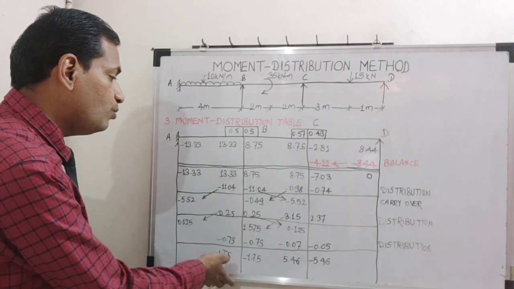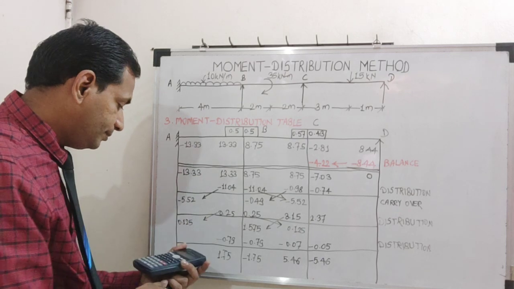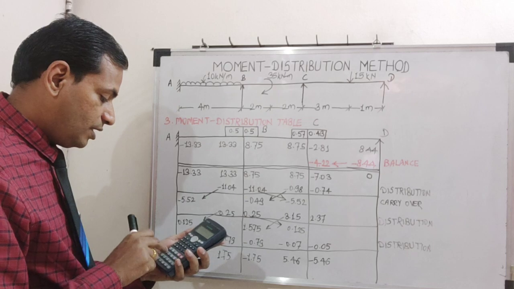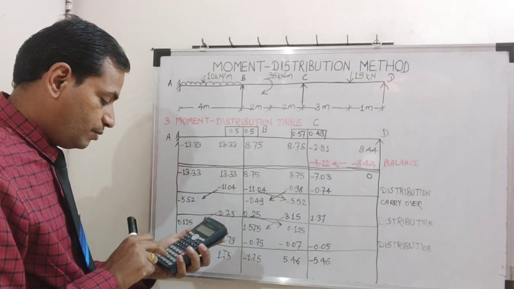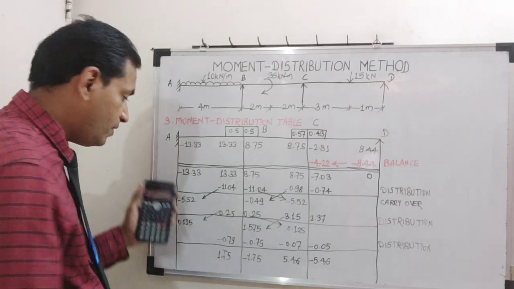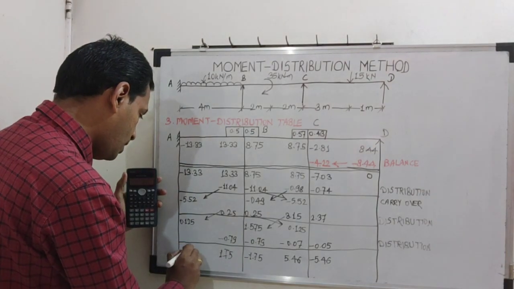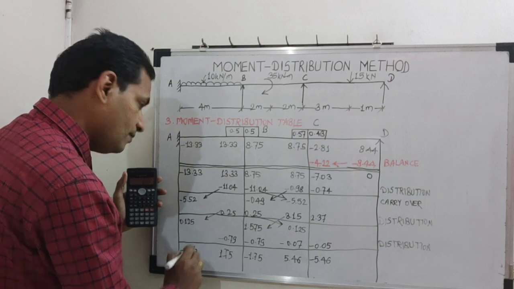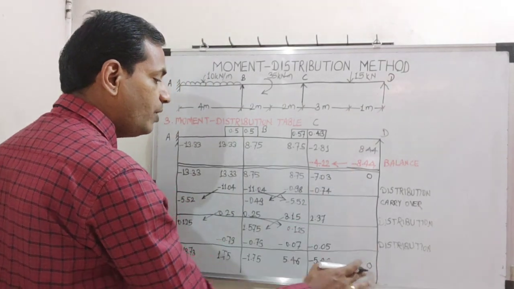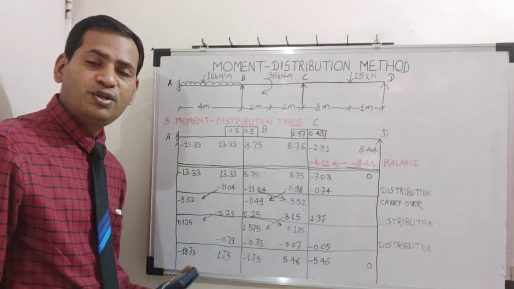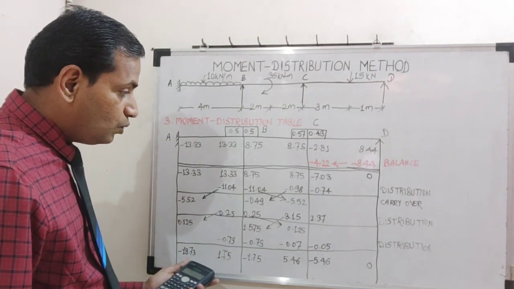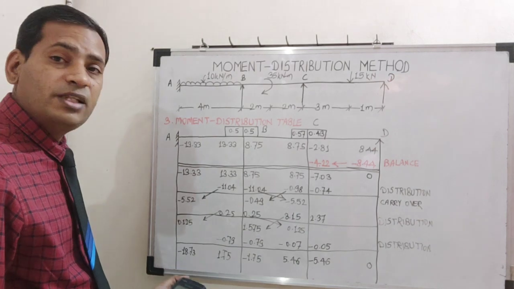So my one more value is remaining. It is here. I will calculate quickly. Minus 13.33 minus 5.52 plus 0.125. So my answer is minus 18.73. I will just note down here minus 18.73. Here it has to be 0 because we have initially itself made it 0, because the end support is a simply supported end. Now we can go for drawing SFD and BMD.